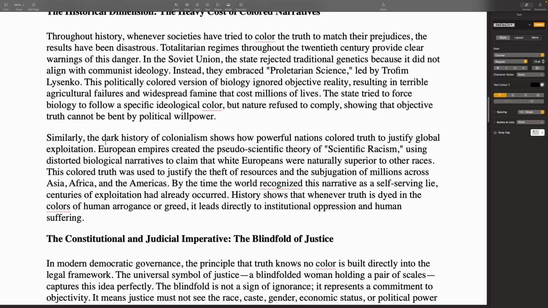the Americas. By the time the world recognized this narrative as a self-serving lie, centuries of exploitation had already occurred. History shows that whenever truth is dyed in the colors of human arrogance or greed, it leads directly to institutional oppression and human suffering.